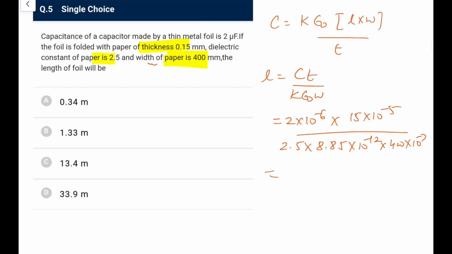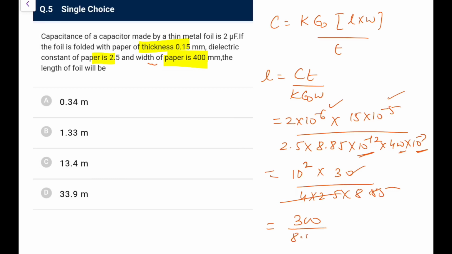So what is it? 6 and 5, 11. This is 12, 15 and 2 goes 13. So 11 and 13, so that would be 10 to the power 2 into 30 upon 4 into 2.5 into 8.85. 4 into 2.5 is 10, so this 0 goes. So this is basically 300 upon 8.85.